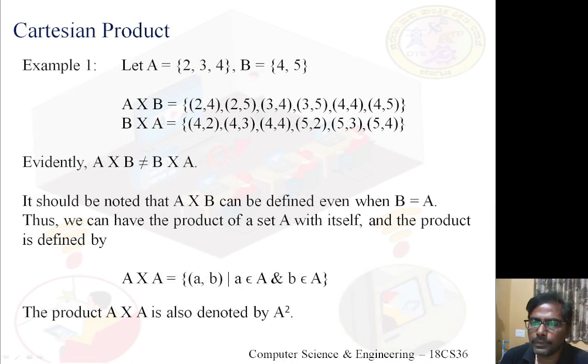So for this example, the first element of the ordered pairs can be substituted with two values, 4 and 5, and the second element of the ordered pair can be filled with three values, 2, 3, 4. So we get B cross A to be the set of ordered pairs 4, 2, the next ordered pair 4, 3, the next 4, 4, the next 5, 2, the next 5, 3, the next 5, 4.